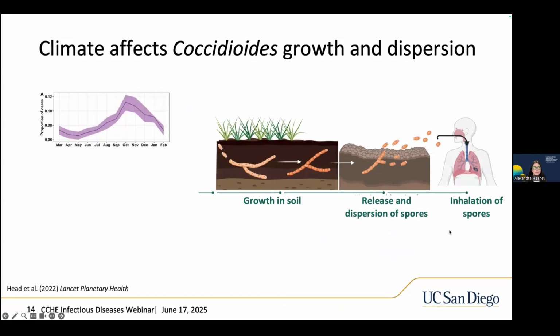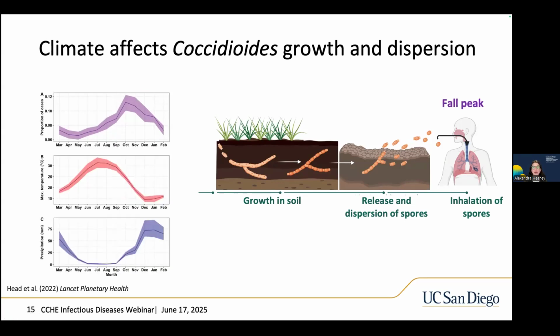On the left at the top here, we're now seeing the average proportion of cases in each month across California from March to February, because that's what we think of as the transmission year. And what we can see here is that the peak of cases on average occurs between September and December.